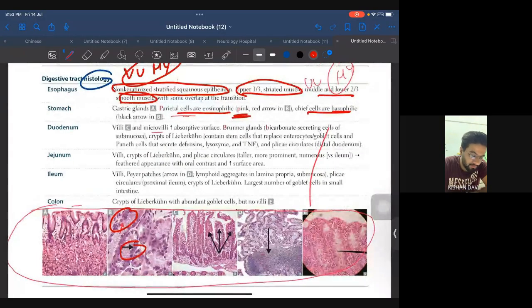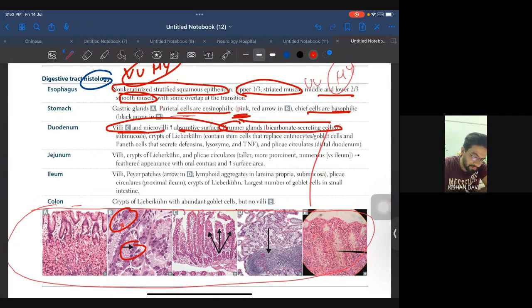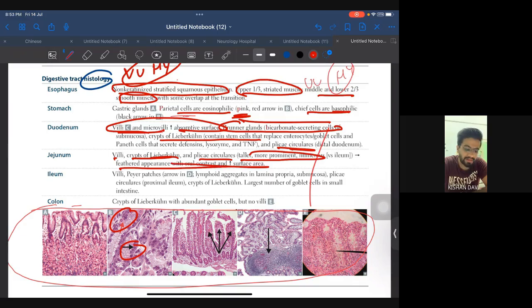Coming to duodenum, villi and microvilli increase the absorptive surface. This is important. Brunner glands, bicarbonate secreting cells of the submucosa, important. Crypts of Lieberkuhn, important. And plica circularis, important. Jejunum: villi with crypts of Lieberkuhn, plica circularis, taller, more prominent and numerous. Feathered appearance with oral contrast and increasing surface area.